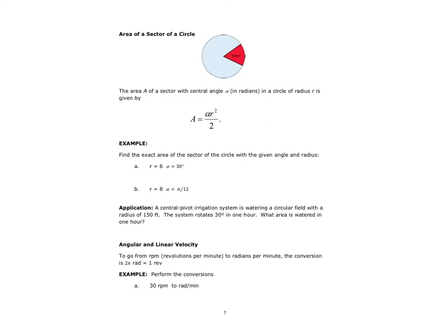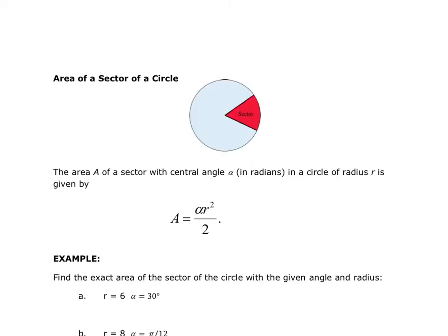We're going to go into the area of a sector of the circle. If I want to know the area of a sector, then the formula is equal to my angle, and the angle has to be in radians, times r squared divided by 2. So if I am trying to find the area, my angle alpha must be in radians. So that's alpha times my radius squared divided by 2.